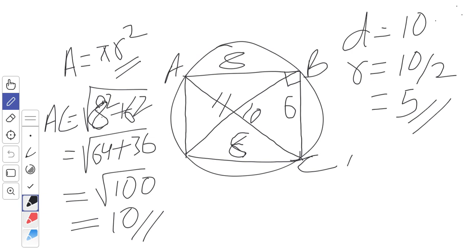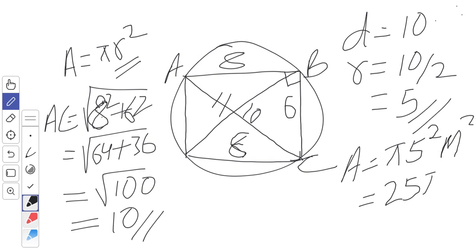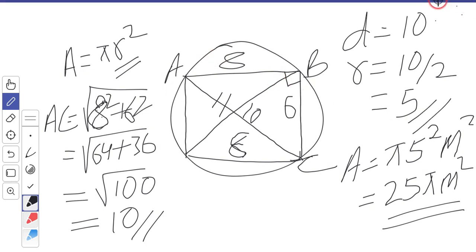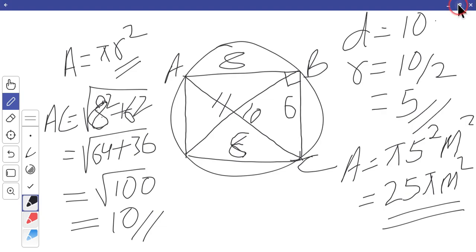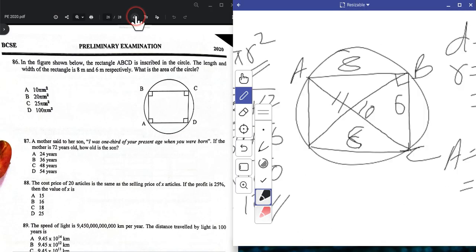Now the area is equal to pi r square, pi 5 square, r is 5, meter square. So that equals 25 pi, because 5 square is 25, pi meter square. So this is the correct answer. The area of the circle is 25 pi meter square. So if you look into the options, option C, 25 pi meter square is the correct answer.